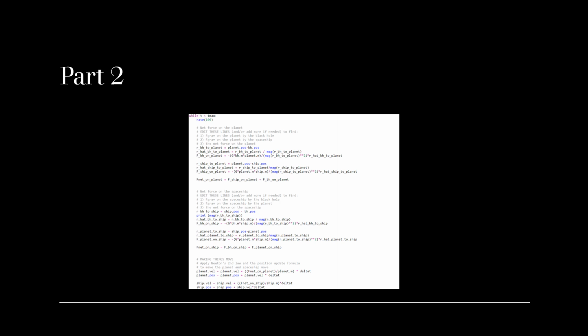So at the top I found r, or the vector that points from the black hole to the planet, and then after that you find r hat by just taking the magnitude. And then once I had r hat, then I could use the F gravity formula, being G times the two masses over r squared times the r hat value that I just found, and then at the bottom I use the velocity and position update formula to update where the spaceship is and how fast it's going.